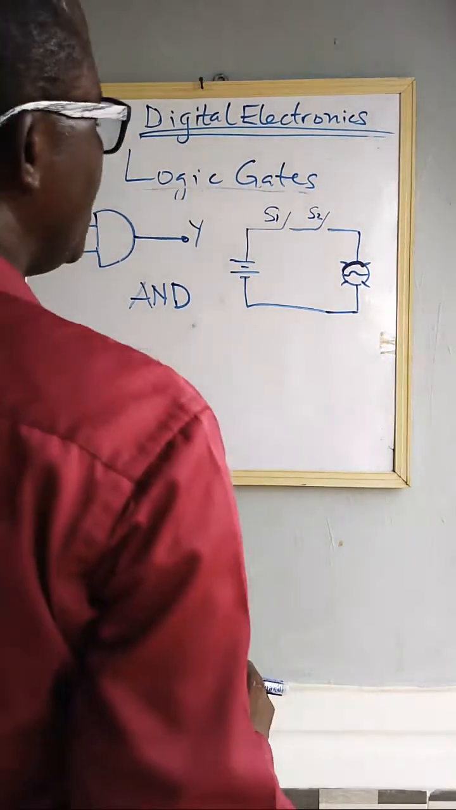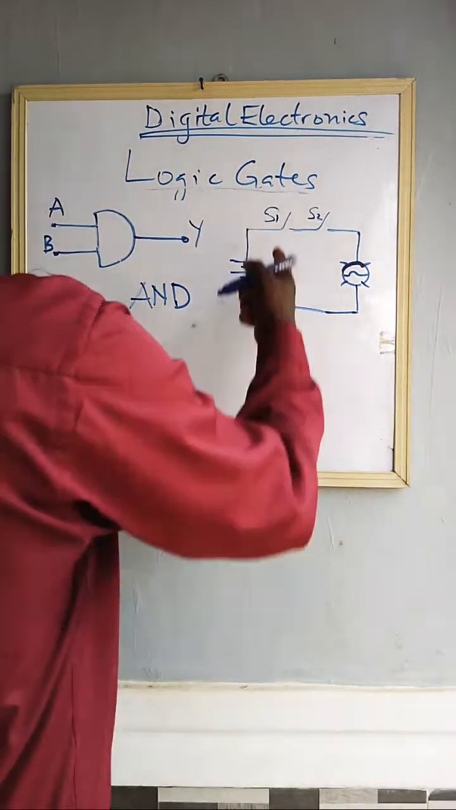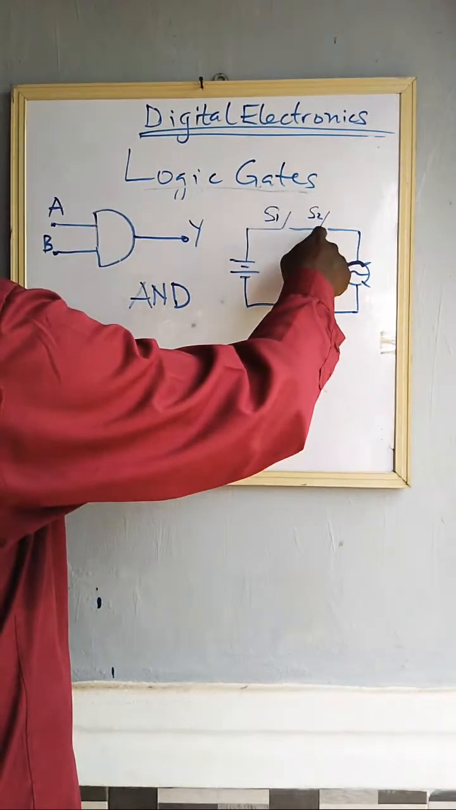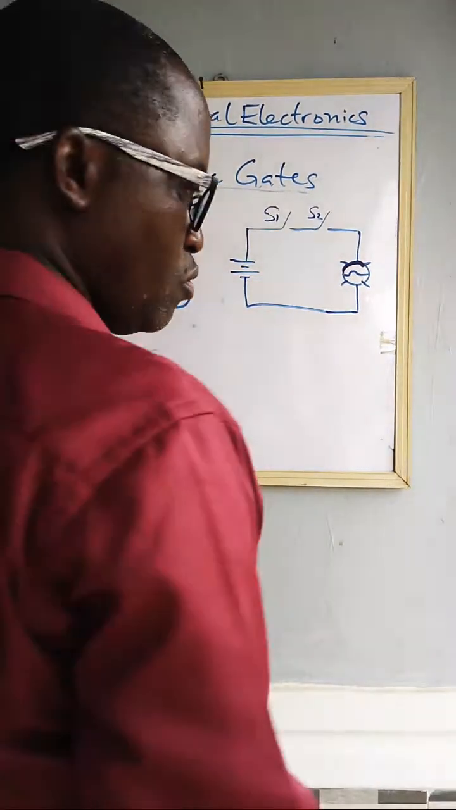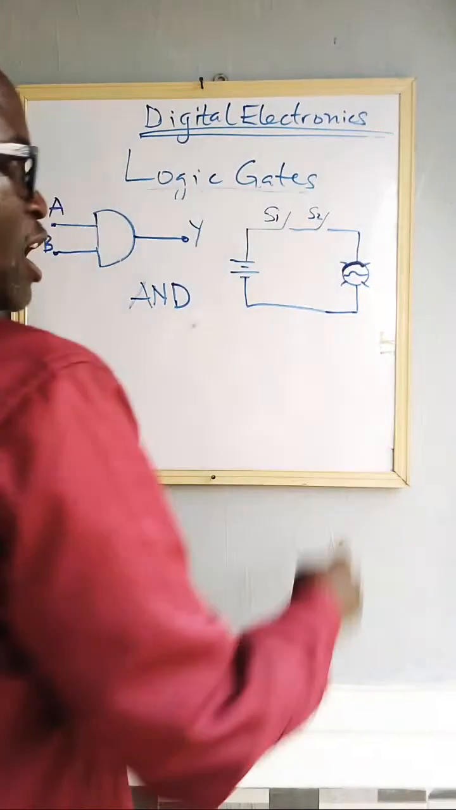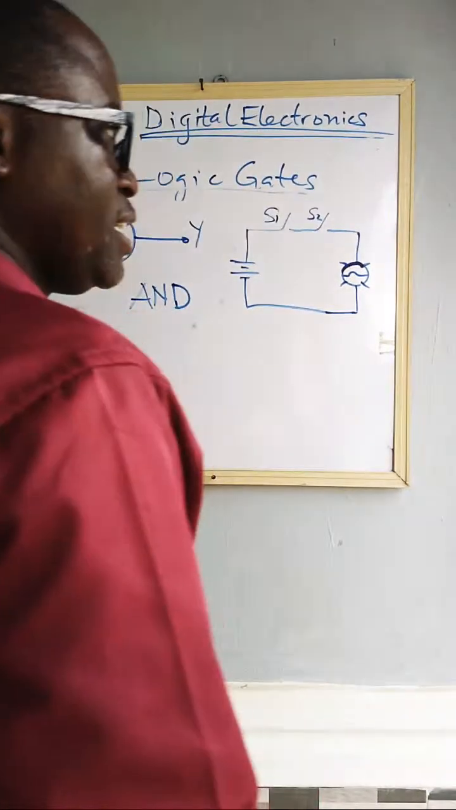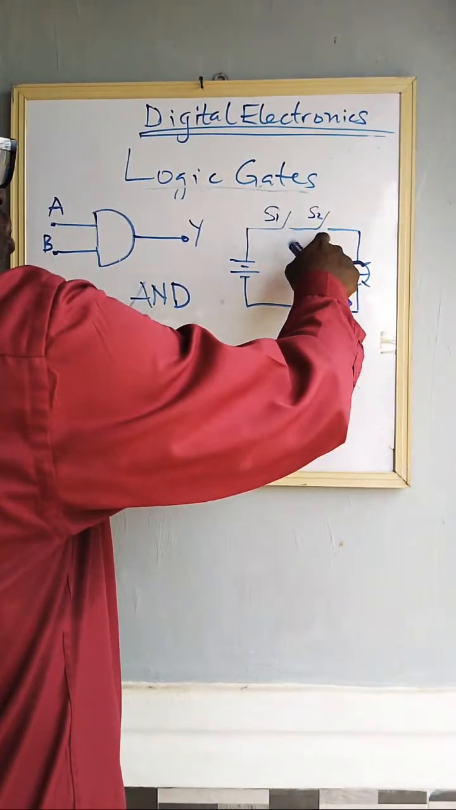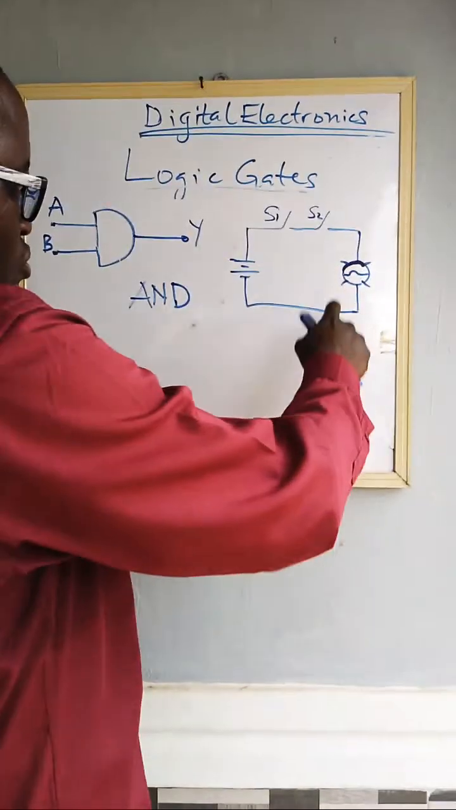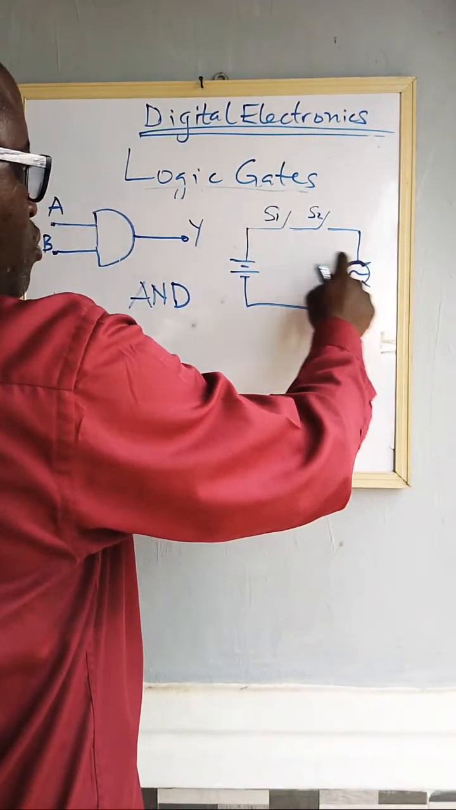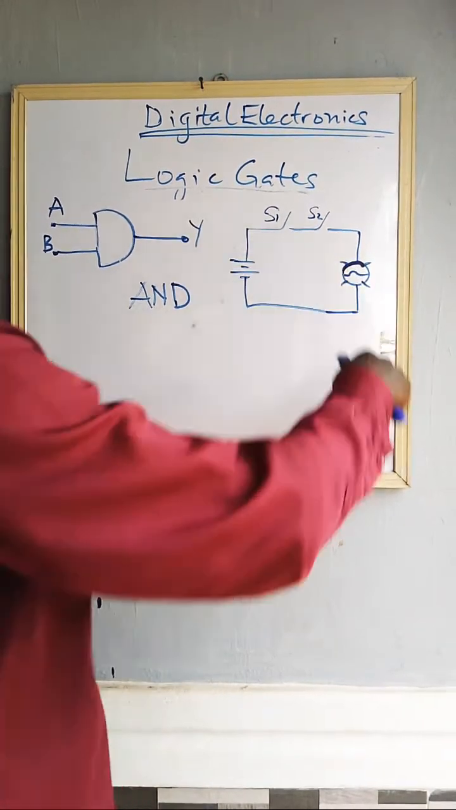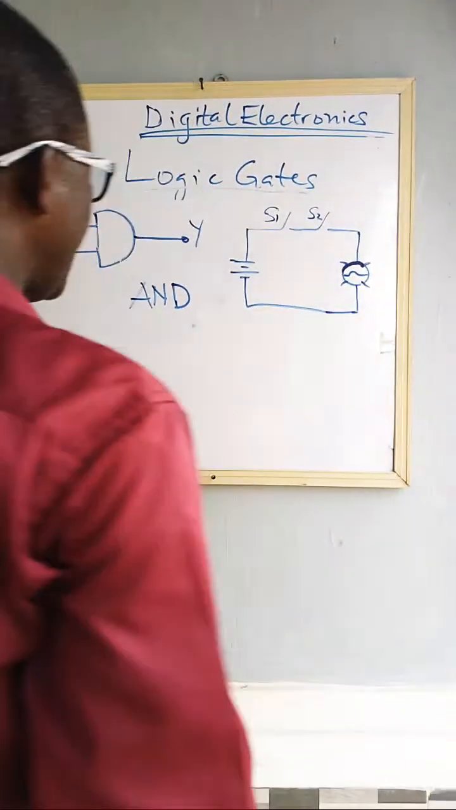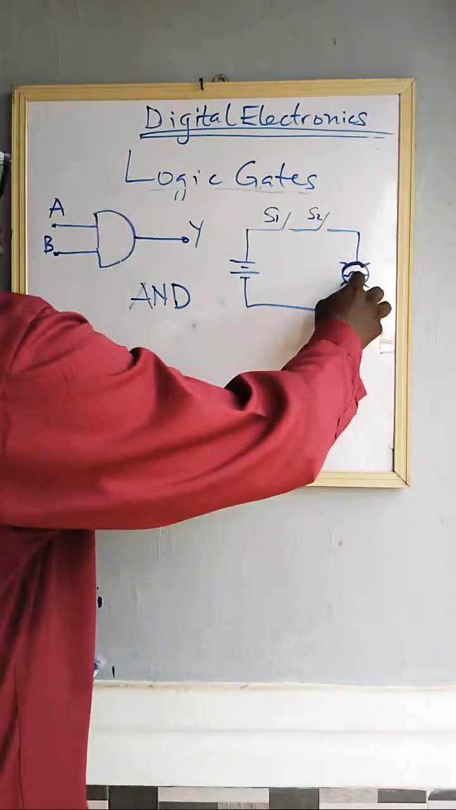Now, if one of the switches, let's say S1, is turned on while S2 is not turned on, what do we have? We are not going to get an output. Likewise, if S2 is turned on and S1 is not turned on, we are not going to have an output because current will not flow around the circuit to energize the lamp. So in that case, the lamp remains off.